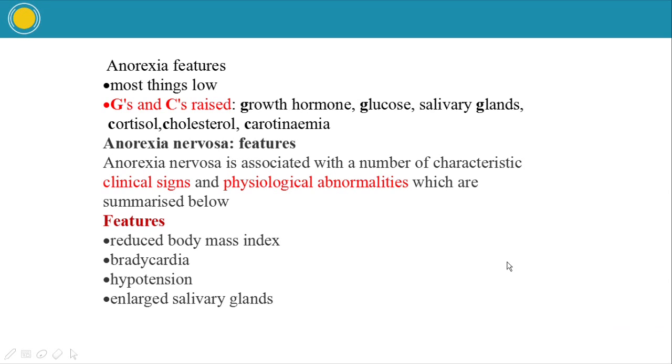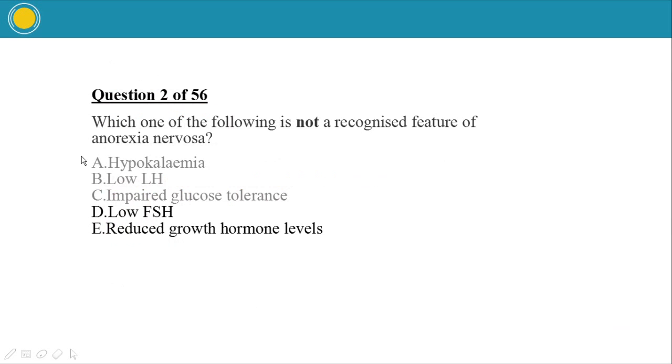For anorexia nervosa, we have to know that most things are low, and G's and C's are raised. There will be elevated growth hormone, elevated glucose level, or there will be glucose intolerance. There will be enlarged salivary glands, and there will be increased levels of cortisol, cholesterol, carotenemia. Okay, so if you know these things, the question will be very, very easy. The answer should be E. The growth hormone should be elevated, should be increased, should be raised.